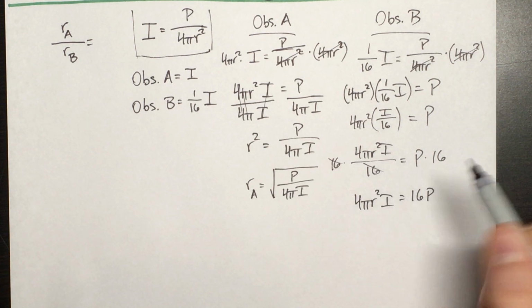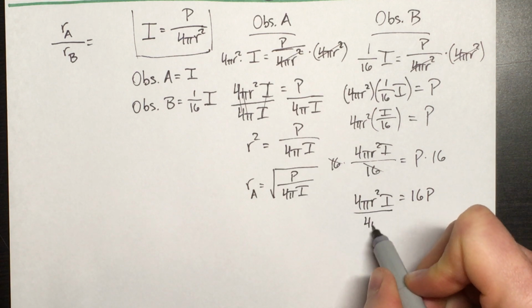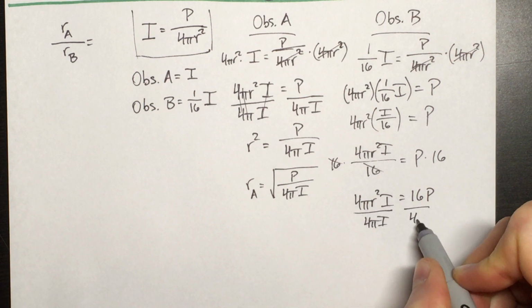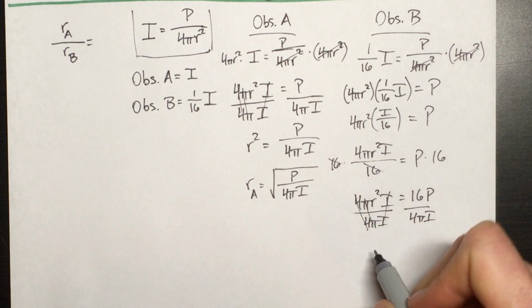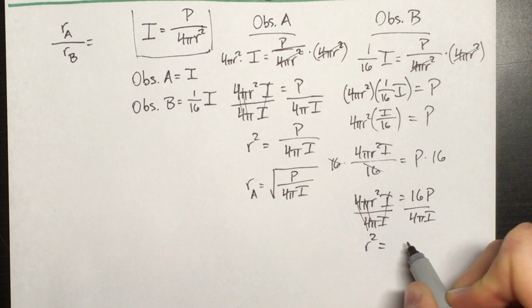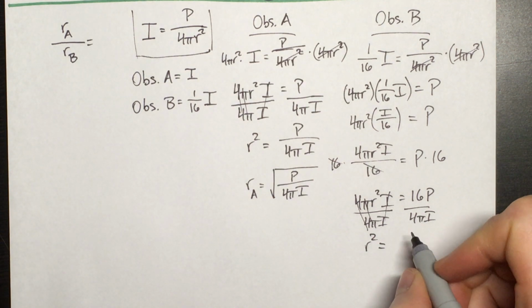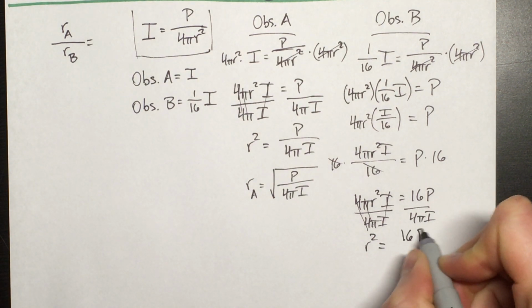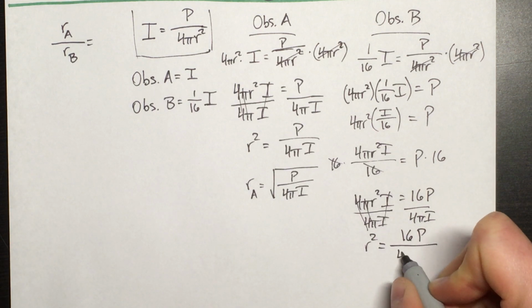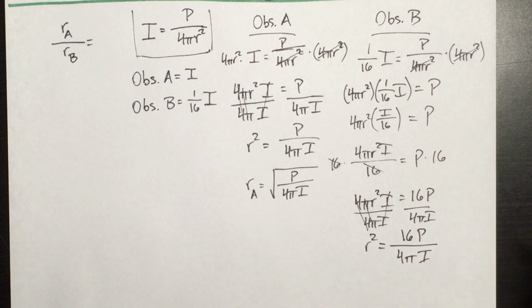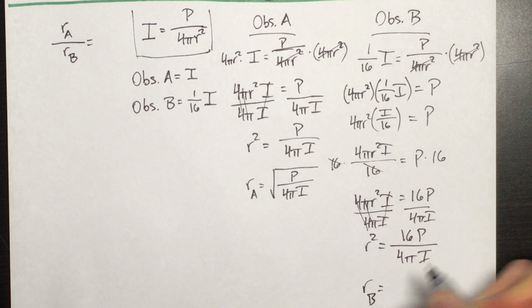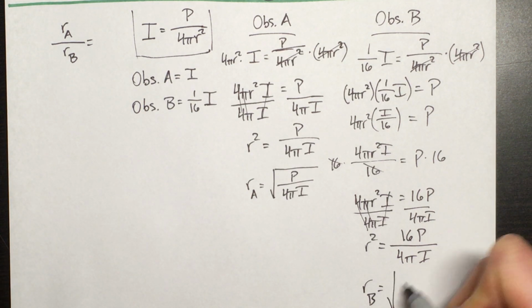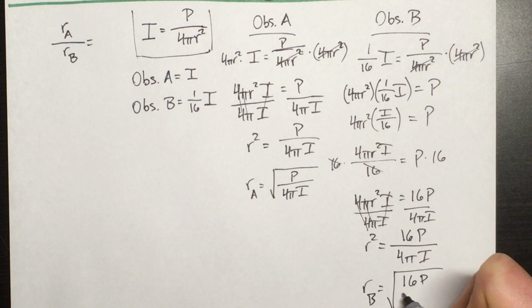Now let's just isolate r. Let's again, just like we did in the other example, divide by 4 pi I, so the 4 pi and I cancel out, so you have just the r squared. So r squared is equal to 16p over 4 pi I, and finally just take the square root, right? So RB is equal to the square root of 16p over 4 pi I.